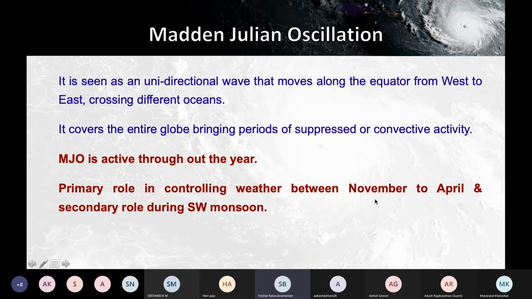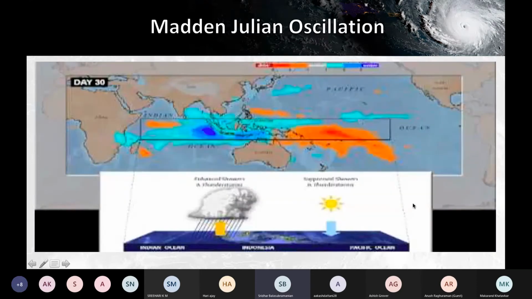But starting from November to April, which spans the northeast monsoon season plus the pre-monsoon season, MJO is the sole player that controls the weather between these months. So this is just a schematic explaining the periods of dry. Here the Madden-Julian oscillation is active over the Indian Ocean, whereas it is dry over the Pacific Ocean. So whenever it is active, it will bring periods of rain.